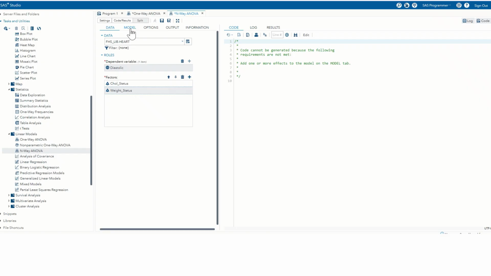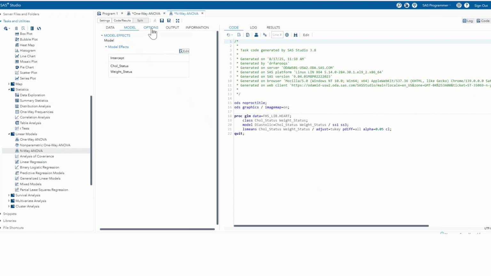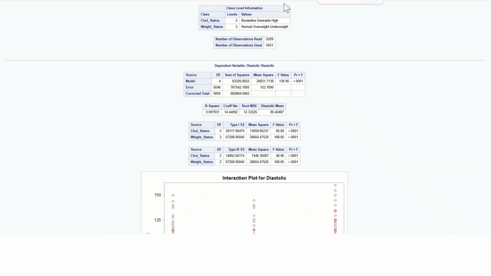Now move on to the next step, model. This is an important step here. Click on the edit button. Choose both of your covariates, Control A, or you can just press and hold the Control button, and add. Click OK. And under the Options tab, I'm going to keep all the default options. The only thing I'm going to change is the maximum number of plot points, and submit the code. Okay, so now here are our results.